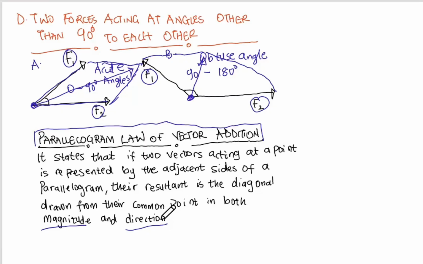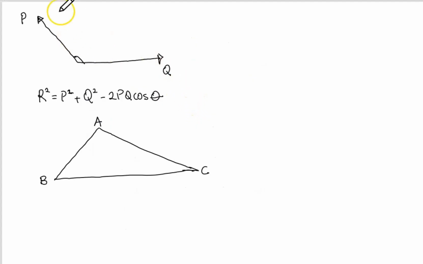Now we are going to look at how we apply the parallelogram law in the addition of vectors. We have two vectors, P in this case, and then Q. Remember, these vectors are represented by the adjacent sides of a parallelogram. Then we have a resultant, which is the diagonal. If we close this shape up, we have a parallelogram. This resultant arrow is the resultant in both magnitude and direction.